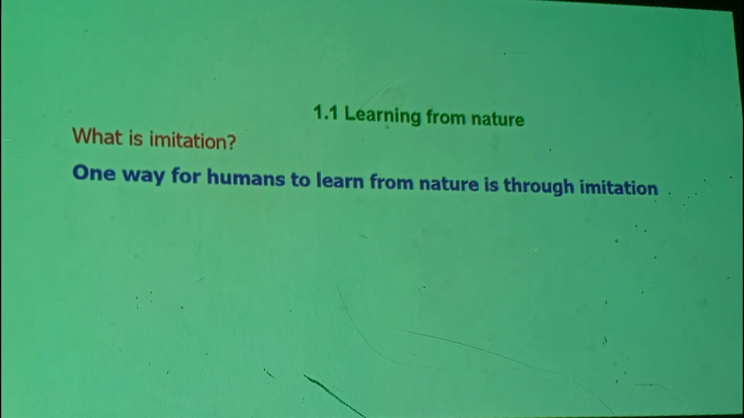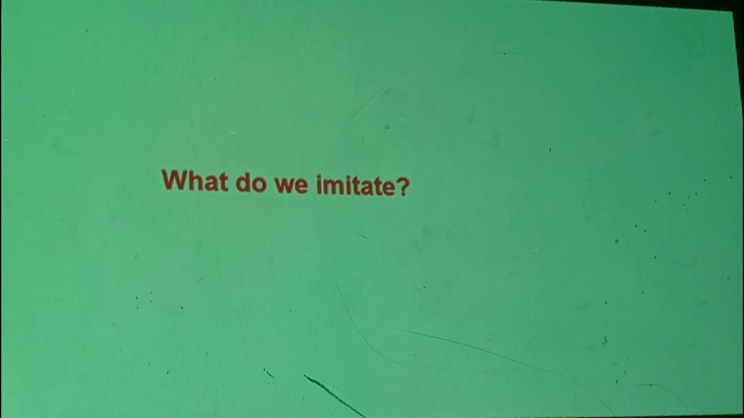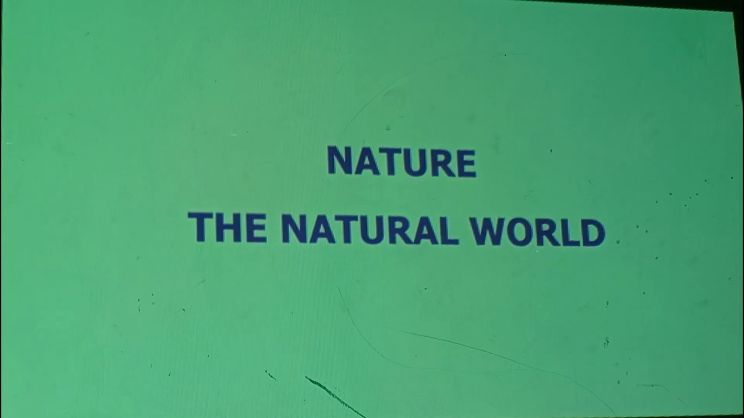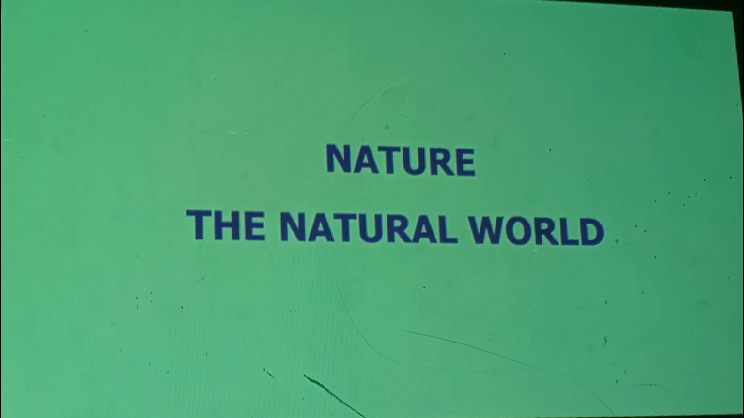When it comes to biology, we are not going to imitate every part of nature, just focus on our own domain. The domain for biology is the living component of the ecosystem. What do we imitate? Nature. If we are imitating nature, everything natural. What's nature? Everything natural. The natural world. We are imitating the natural world.